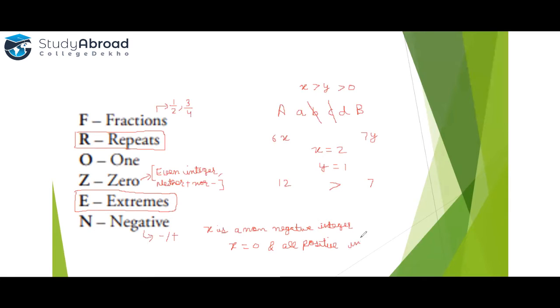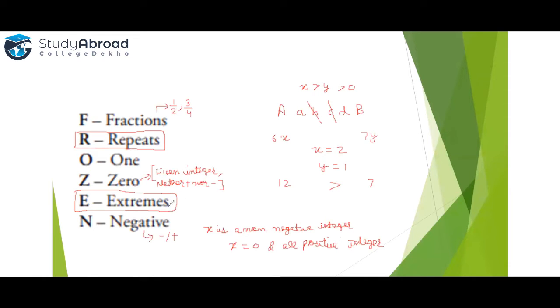0 and positive integers. So what you have to do is put x equal to 0 as well when you see this, or they have given that x is a non-negative integer, right? If they have directly given that x is neither positive nor negative, then directly it means that x is equal to 0, right?